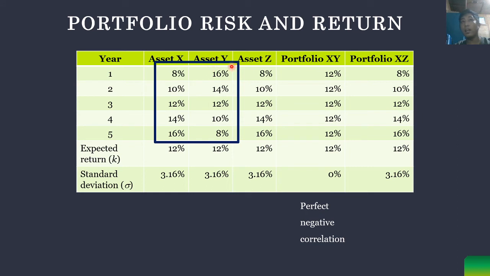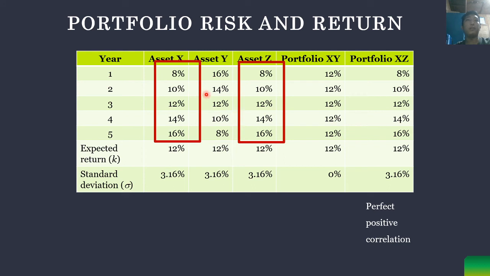So, ito, itong last asset X and asset Y. Kung titingnan natin, ito yung tinatawag natin as a perfectly negative correlation. Talagang inverse, okay, yung direction of movement. And ito naman, asset X and asset Z, perfectly positive correlation. Okay, so ito ay riskier. So hindi na da-diversify yung risk.